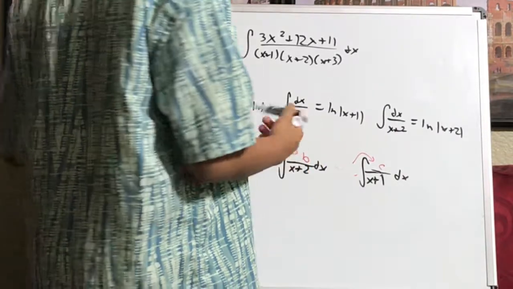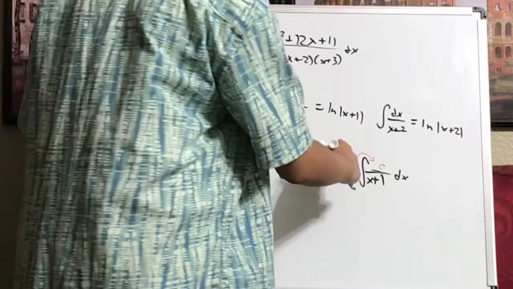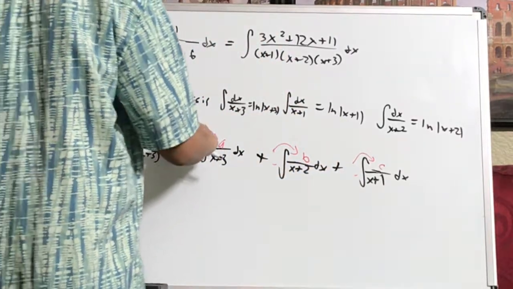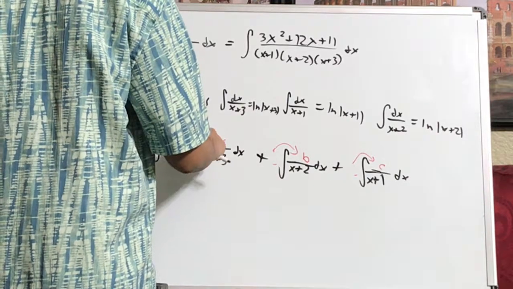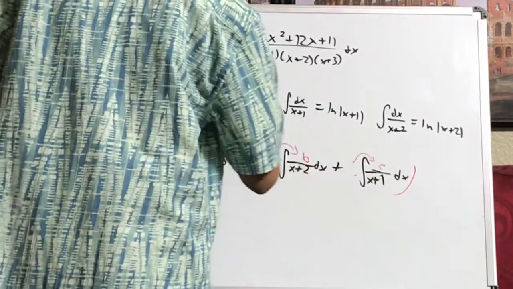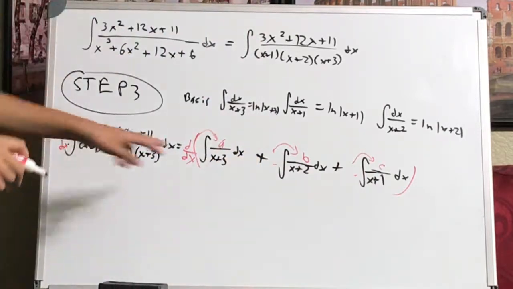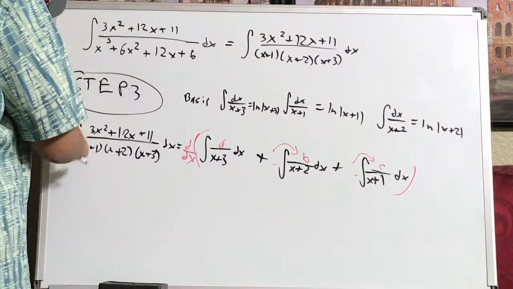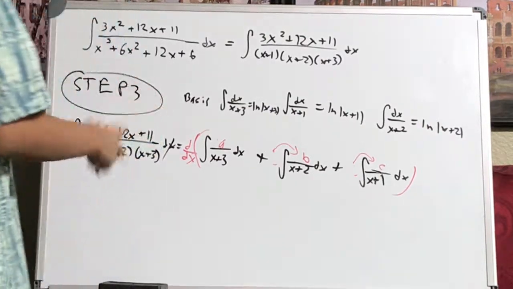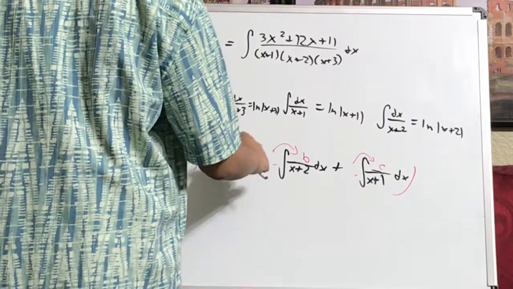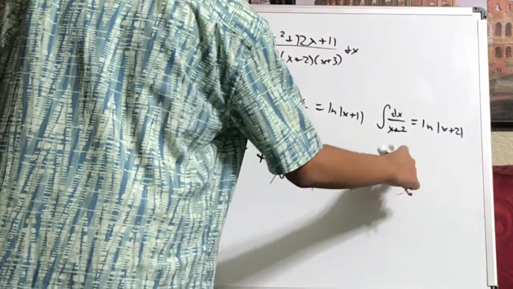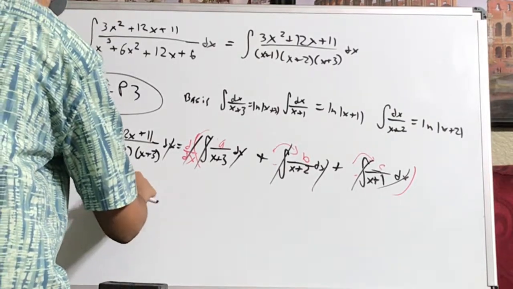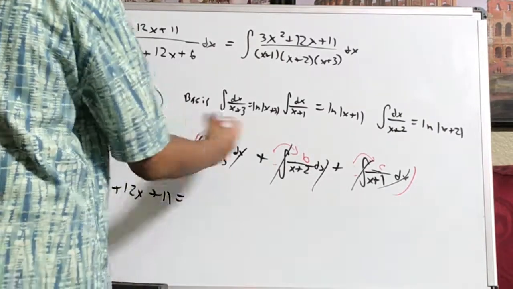We can differentiate both sides, and you'll see why I'm doing this in a minute. So let's differentiate both sides. Differentiating an integral obviously does that, and differentiating multiple integrals works the same way. So all of these go away. What do we get? We get 3x squared plus 12x plus 11 is equal to what? A plus B plus C.